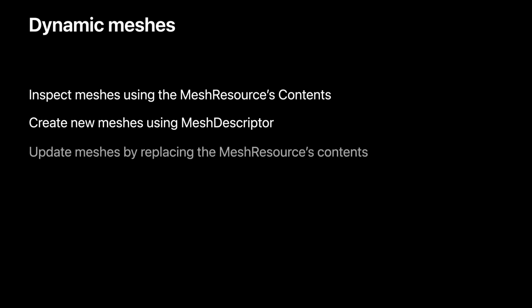To summarize the key things about dynamic meshes, we've introduced a new contents field in the mesh resource. This container allows you to inspect and modify a mesh's raw data. You can create new meshes using mesh descriptor. This flexible route allows you to use triangles, quads, or even polygons. And RealityKit will generate an optimized mesh for rendering. Finally, to update meshes, we've provided the ability to update a mesh resource's contents, which is ideal for frequent updates.